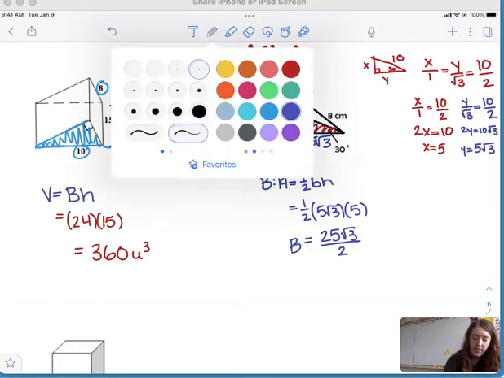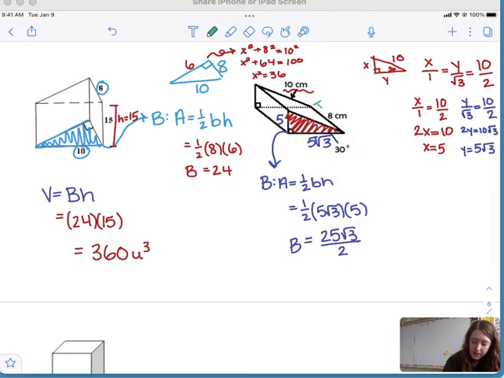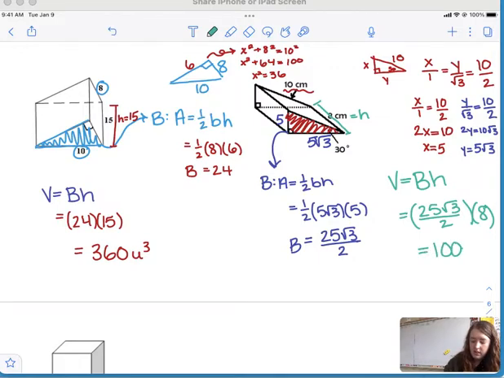Great, so we know that the distance between these two triangles, my bases, is going to be my height. So for our volume, we'll take the area of the base times the height. The area of our base was 25 square root 3 over 2 times our height is 8. And when we put that into our calculator, we'll get 100 square root 3. Or you'll get, I think, like 173 point something. That's an option as well. And that'll be centimeters cubed.